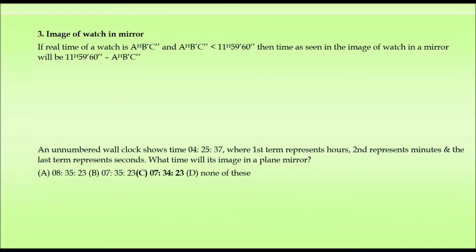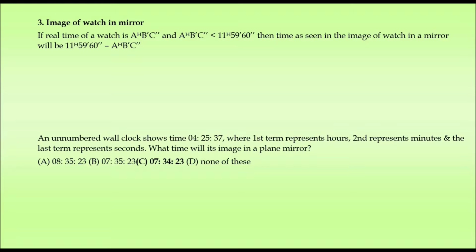And next concept is the image of watch in mirror. If the real time of a watch is A hours, B minutes and C seconds, and if this time is less than 11 hours 59 minutes and 60 seconds, then the time as seen in the image of the watch in a mirror will be 11 hours 59 minutes and 60 seconds minus A hours, B minutes and C seconds.